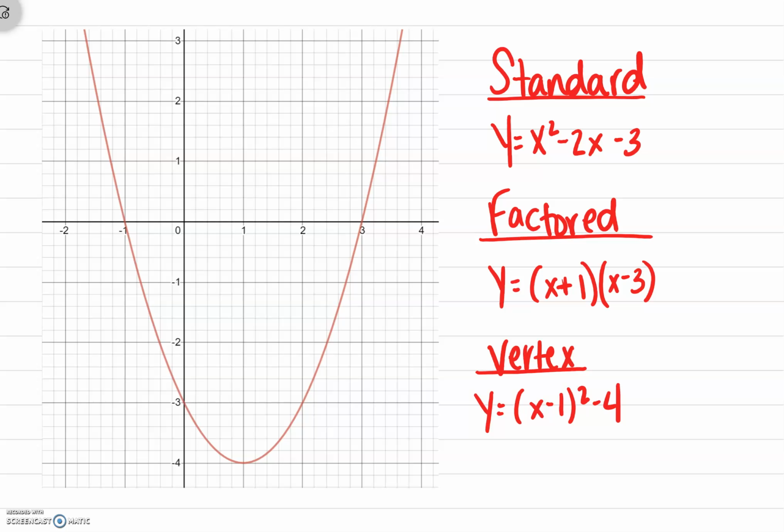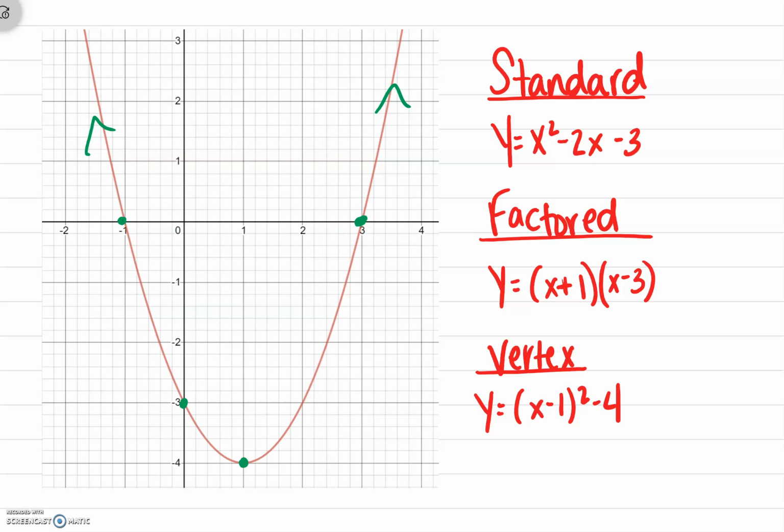So let's point out some major pieces to this graph. First off, it's going up, so it's concave up. We cross the x-axis at -1 and +3, and the vertex of our graph, or the middle of our graph, is right here at 1, -4. Another important piece of information is it crosses the y-axis at -3. So essentially, I'm going to see if I can find these values within these different equations.